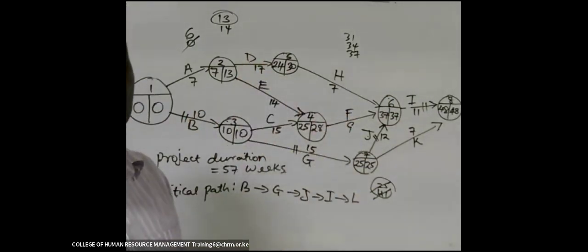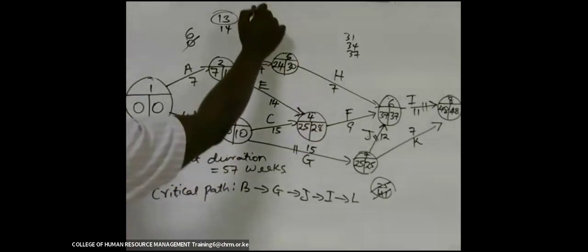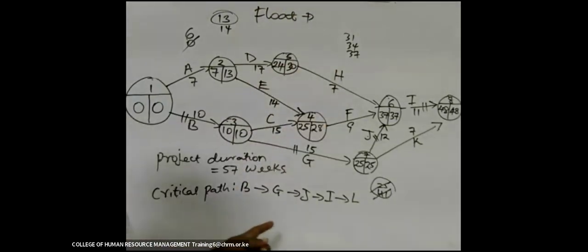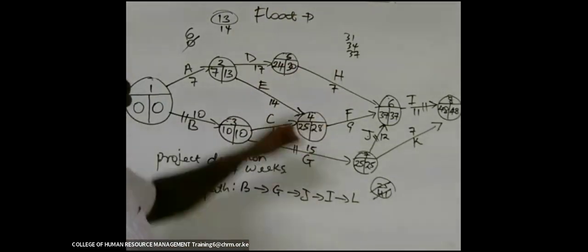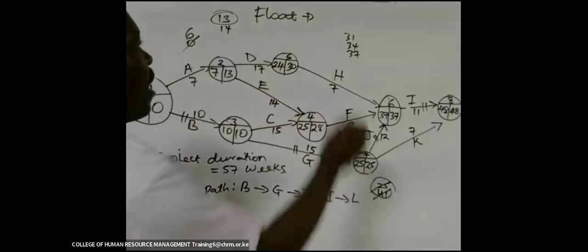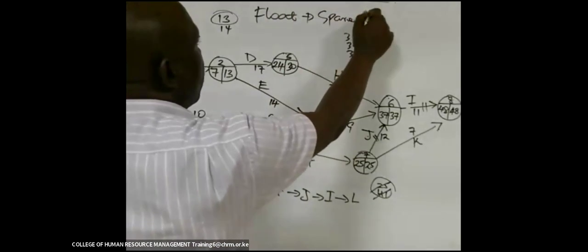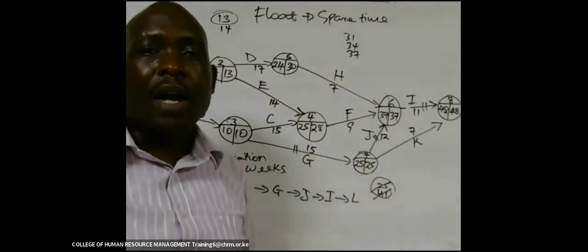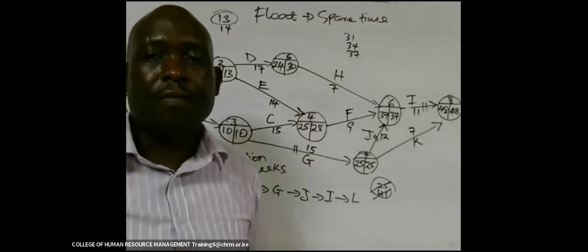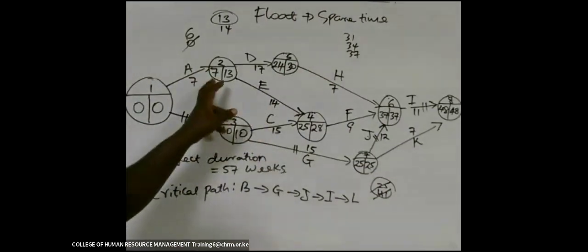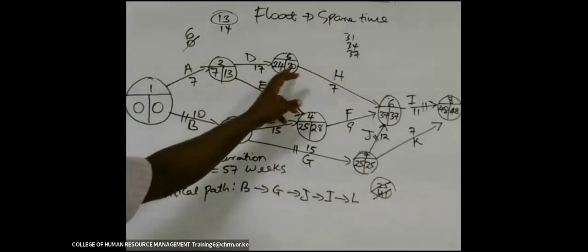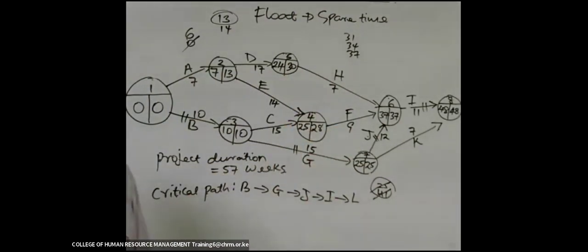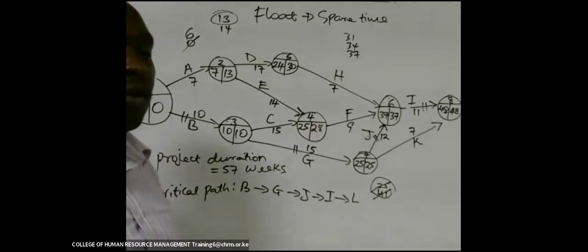And then we have other terminologies like the float. You just make use of the notes. Any activity that is not critical has what we call a float. A float is just spare time, the time that you can delay that particular activity and the project duration will not be affected. So you see here, these differences are the floats. You can delay those activities, but still your project duration will not be affected.